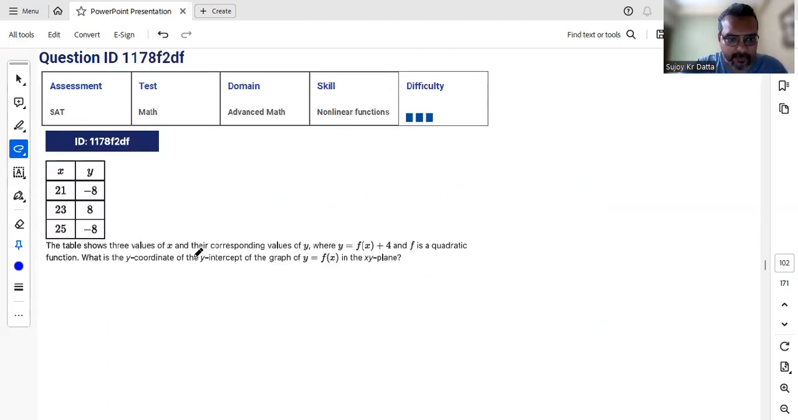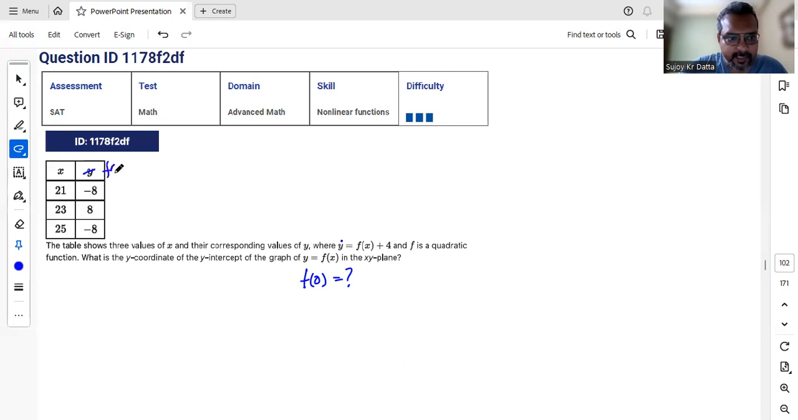So we have some values of x and some corresponding values of y. And there is a function y which is f(x) plus 4. And f is a quadratic function. So they're saying what is the y coordinate of the y-intercept of the graph? Y-intercept means they want f(0). What is f(0)? That is the y-intercept.